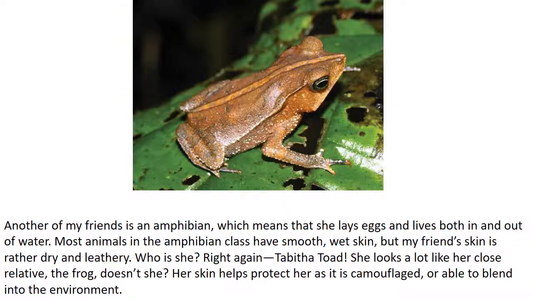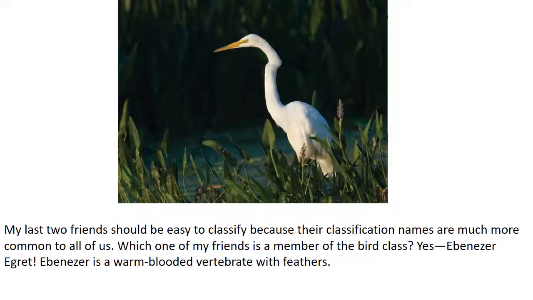Another of my friends is an amphibian, which means that she lays eggs and lives both in and out of water. Most animals in the amphibian class have smooth, wet skin, but my friend's skin is rather dry and leathery. There you go. Who is she? Right again, Tabitha Toad. She looks a lot like her close relative, the frog, doesn't she? Her skin helps protect her as it is camouflaged or able to blend into the environment.